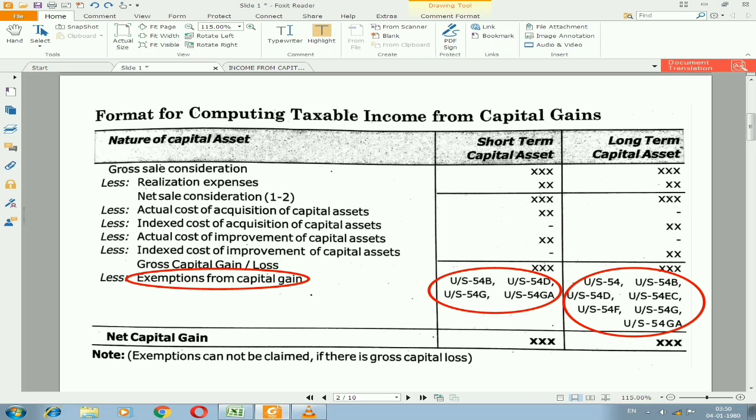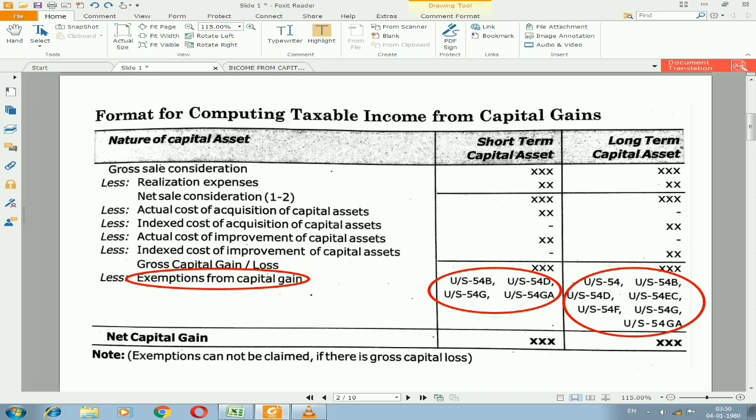So the particular amount is excluded from the taxable income. This exempted income is not considered as a part of total income. So here we have exemptions under capital gains. For short-term capital assets, we have certain exemptions under section 54B, 54D, 54G as well as 54GA. In case of long-term capital assets, sections 54, 54B, 54D, 54EC, 54F, 54G as well as 54GA will apply.